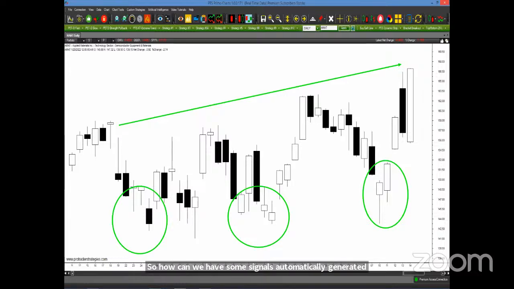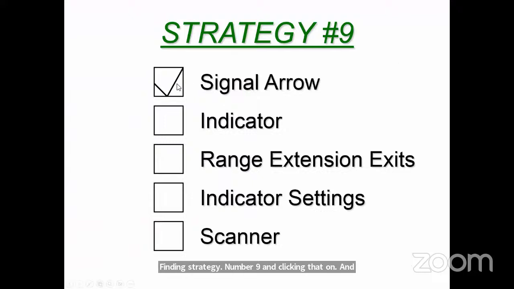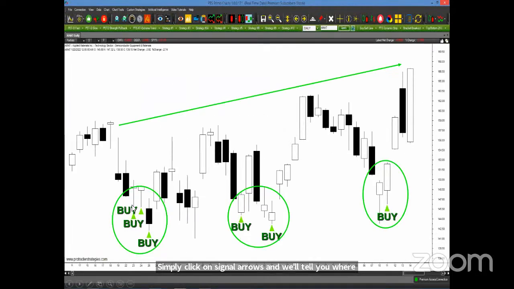Well, on our platform, it's as simple as going to the green strategy tab, finding strategy number 9, and clicking that on, and you'll see a drop-down menu. Simply click on signal arrows, and we'll tell you where these signals are, if there are any generated. And as we see, look at all the buy signals that were generated at or near the lows.